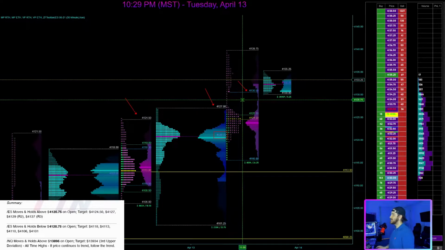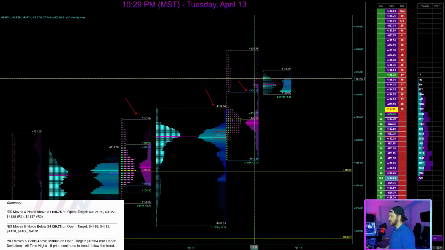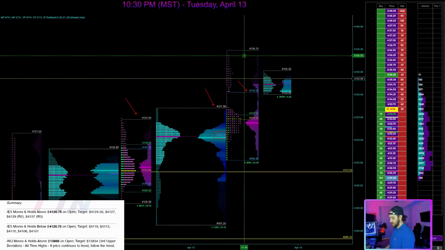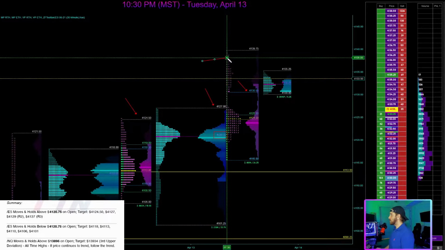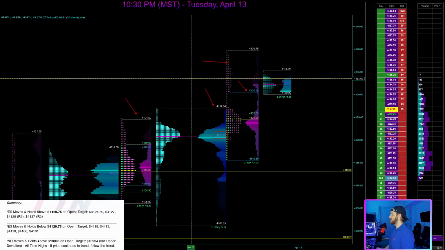So the final upside target I had was 41.37. That was Fibonacci pivot R3. And you can see that that as well was right below our high of the day. So our high of the day was 41.39, and my final upside target was 41.37.